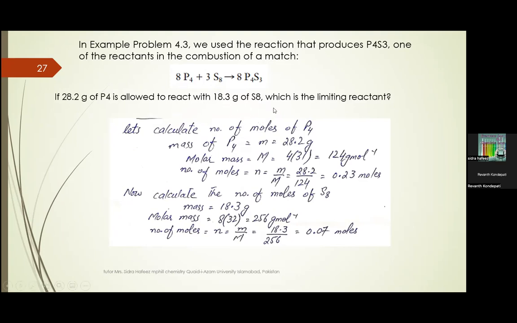You don't have to calculate or find out which one is the limiting reactant. This statement has already given you the answer that S8 is the limiting reactant. So you just have to find out the amount of product that can be produced from this limiting reactant. So you have to calculate the number of moles of sulfur also. Mass 18.3 gram, molar mass 32 multiplied by 8, 256 gram. Mass divided by molar mass, and you will get the answer 0.07 moles.